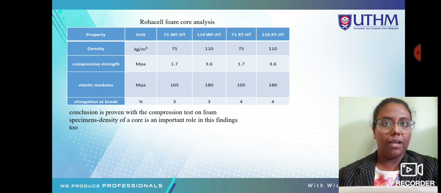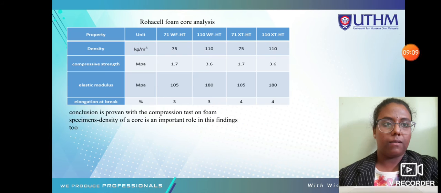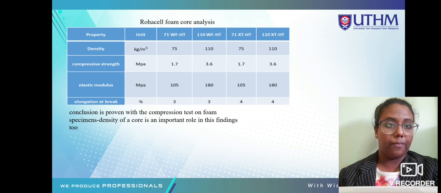On the other hand, the variation of the thickness, form, and density of this core resulted in significant deviation from the reference sandwich structure with damage sites, but they still display a similar overall behavior. This is supported by the compressive test on foam specimens, which means the density of the core plays an important role in these findings too.